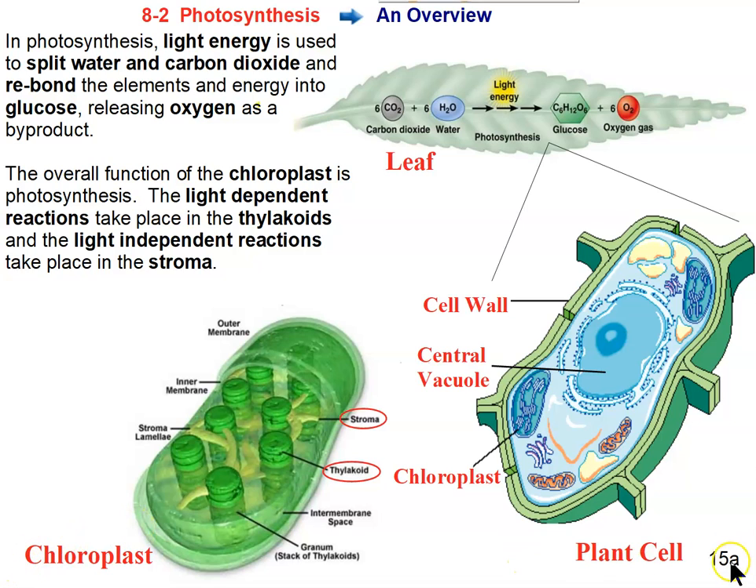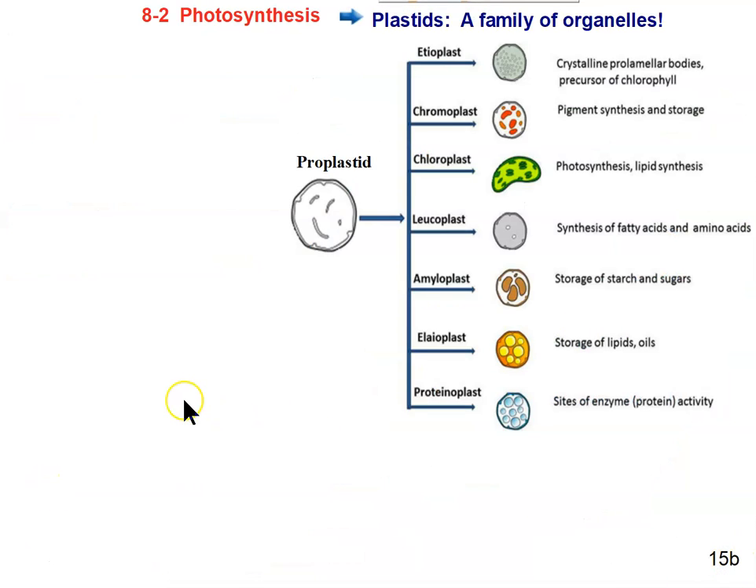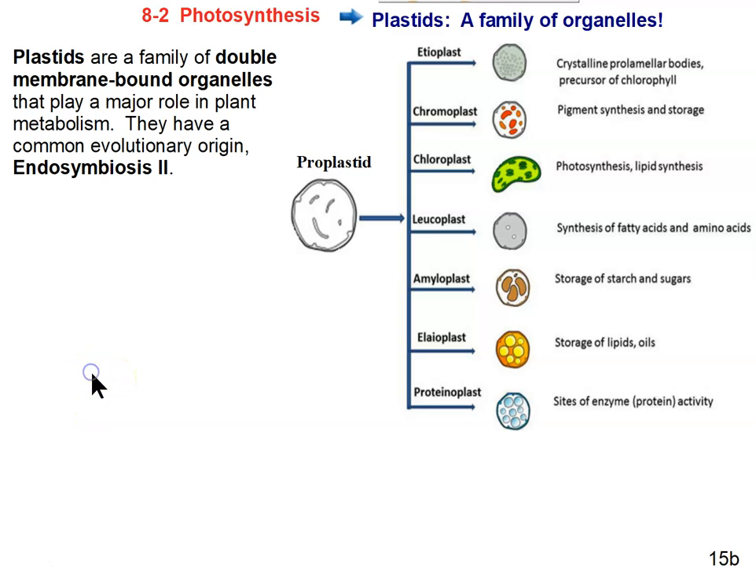You'll notice that the page number here is 15A, and that's because I needed to insert a 15B so that we could take a look at plastids, because chloroplasts are a kind of plastid. Plastids are a whole family of organelles, double membrane bound organelles. If we've gone over chloroplast structure before, and if you'll recall, there's an inner membrane and an outer membrane, so that's what that means, double membrane bound.